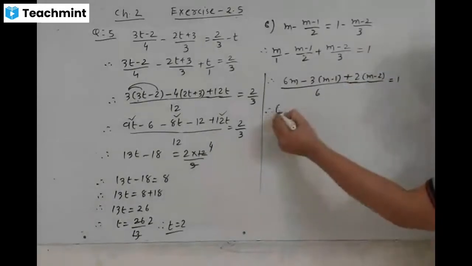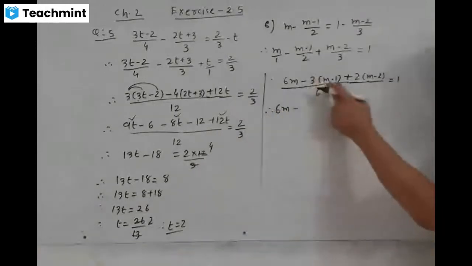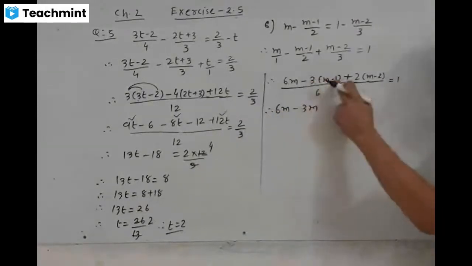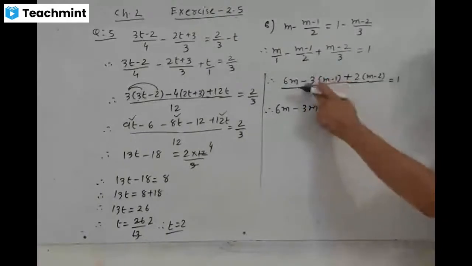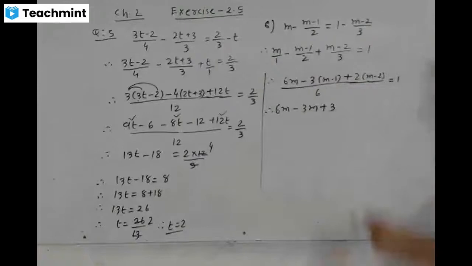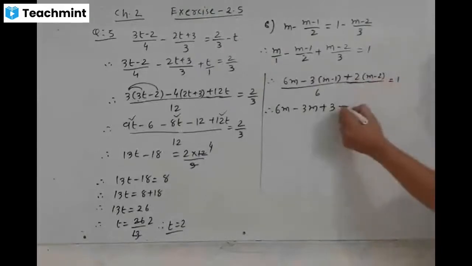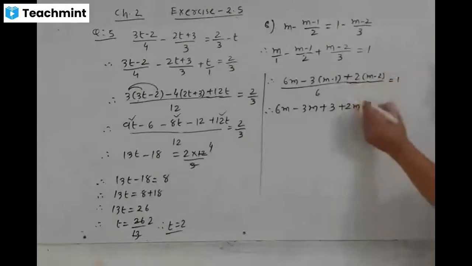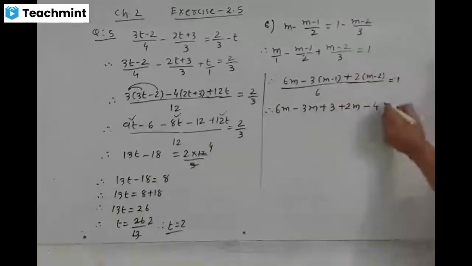Here simplify this bracket, distributive law. 3 into m, 3m, but minus 3. Minus minus plus, minus minus plus. 3 1 3. 3 2 into m, 2m plus 2m. Plus minus minus 2 2s are 4, and 6 multiply with 1. 1 multiply 6. Okay, clear?